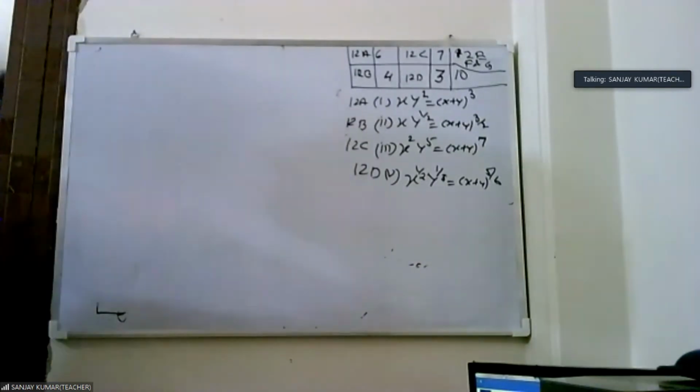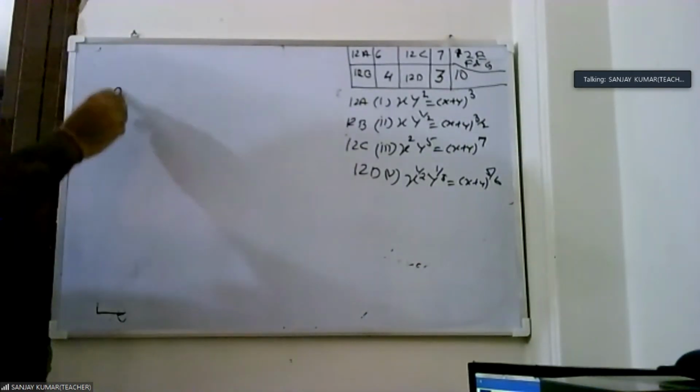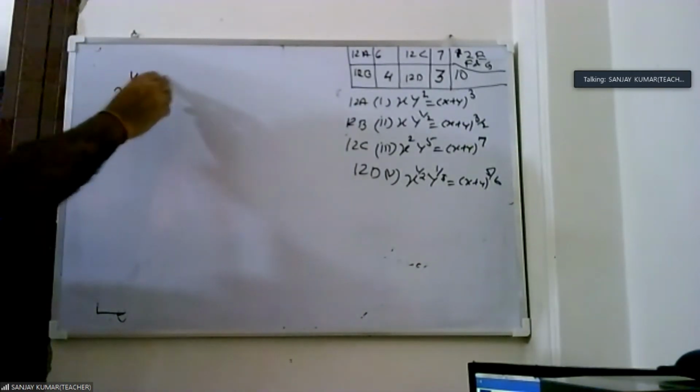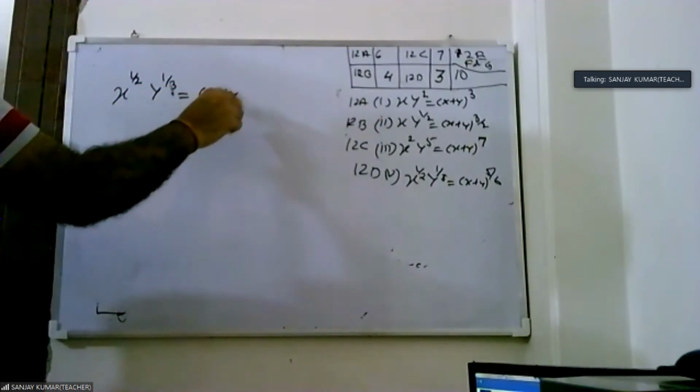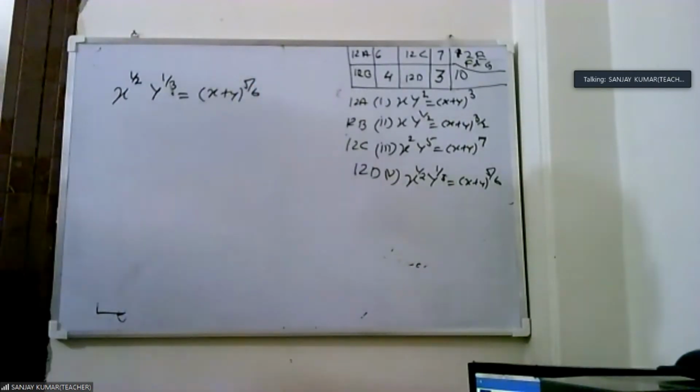Look at the fourth part again. That is again x to the power half into y to the power 1 by 3 is equal to x plus y raised to power 5 by 6. Then we again repeat this question.